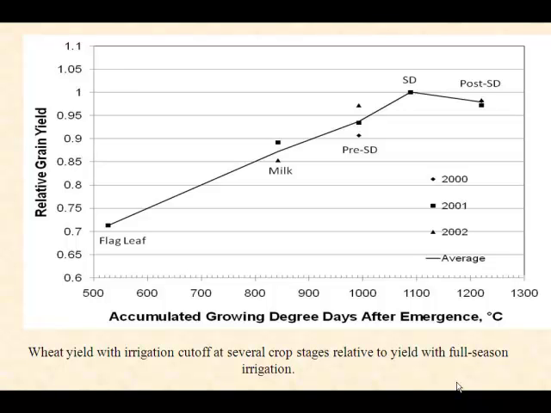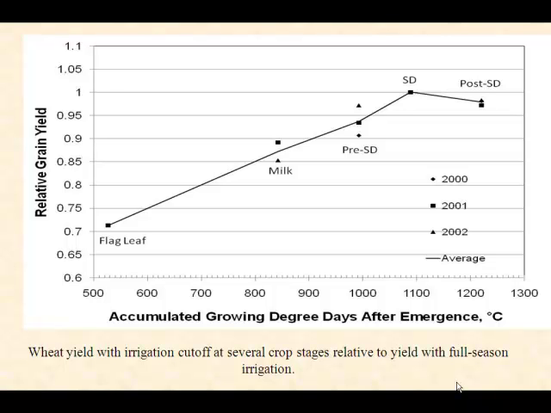This at milk, we had about 85% or so, which is surprisingly high. Pre-soft dough, up close to about 92 or so. Soft dough was maximum. Post-soft dough dropped off in all the years that we had tested.